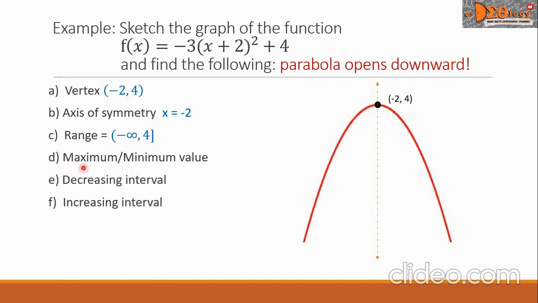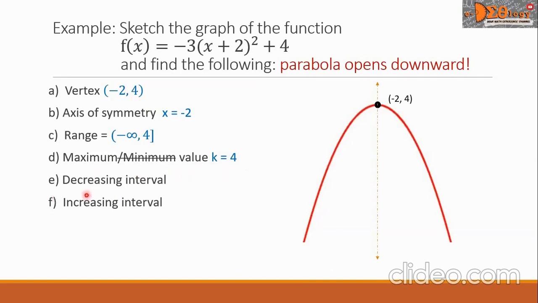Now for letter D, maximum or minimum value. The parabola opens downward, so we don't have a minimum value because the graph of the parabola goes down continuously. So we have a maximum value here. And that value is equal to the k itself, and this k is the y-coordinate of the vertex. So we have k equals 4. So the maximum value is 4.